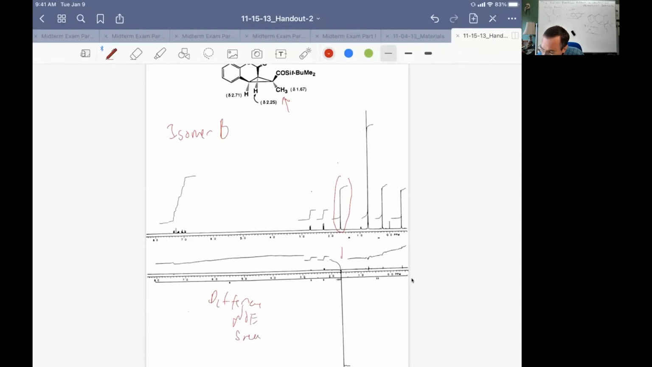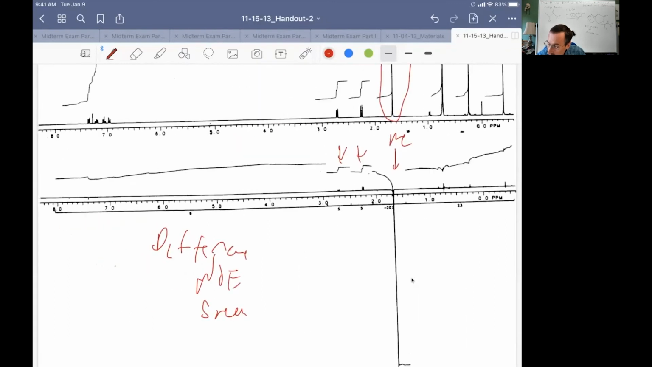And we irradiate the methyl group. And those two ring protons do indeed get bigger. We can calculate the degree of NOE. And so on the actual printout, I measured this distance here, and I got that it's 74 millimeters. And that's 74 millimeters for 3 hydrogens.